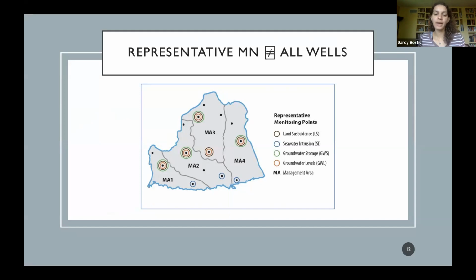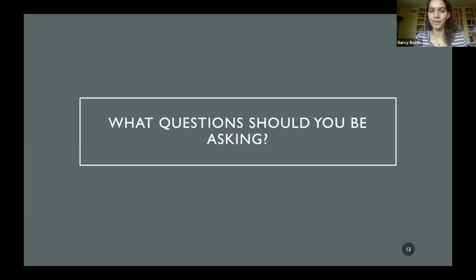And they're important because, you know, these minimum thresholds and measurable objectives signal different policy management actions. So when a minimum threshold is exceeded, theoretically a management action occurs, like limiting pumping or something like this. So it's important to look at these representative monitoring networks. That's really the point.